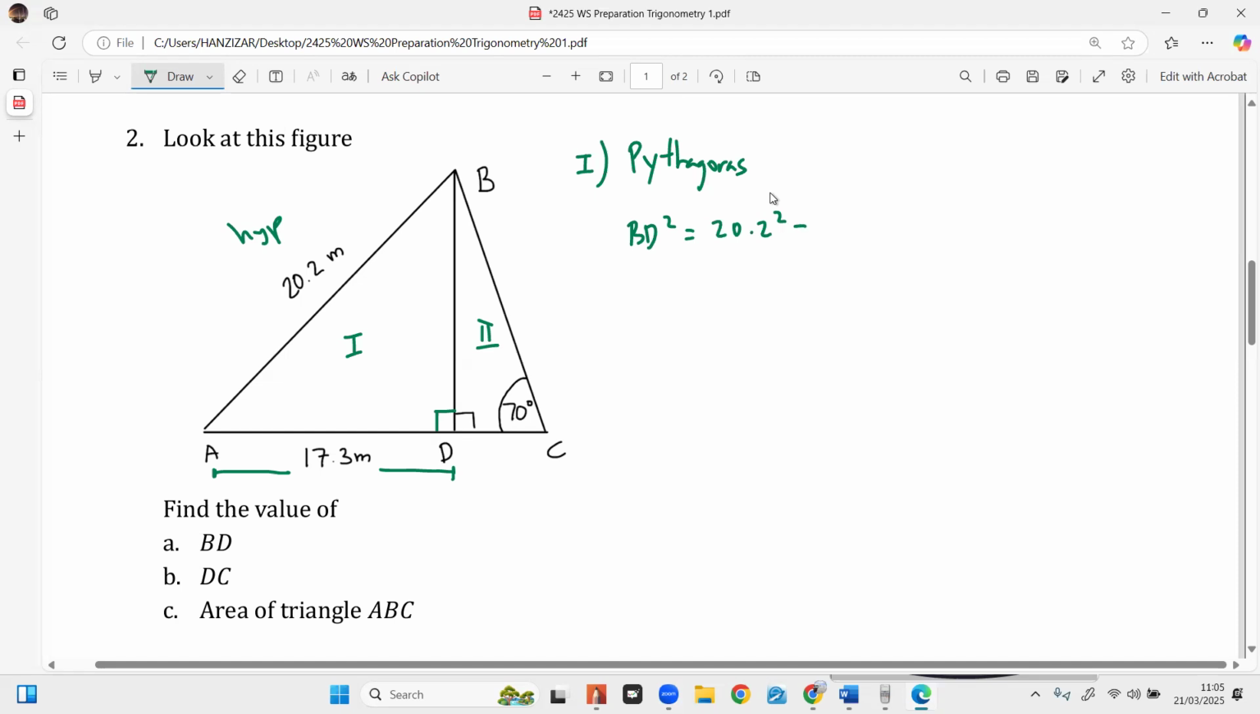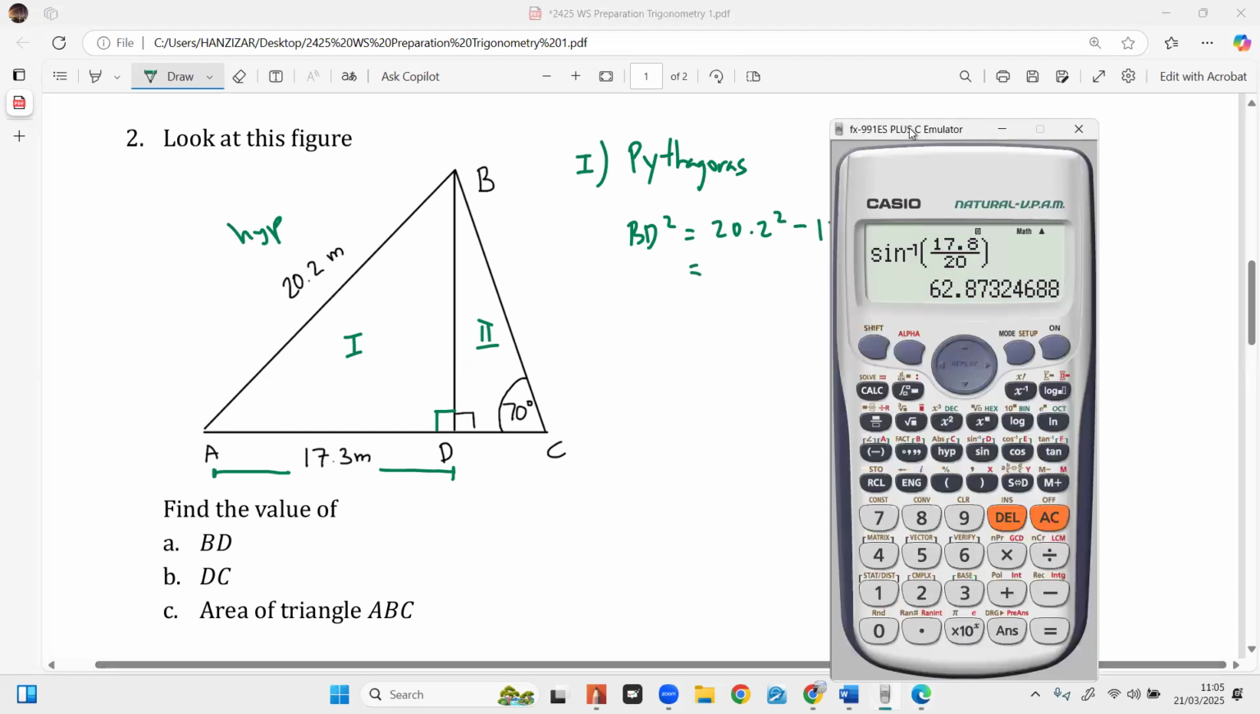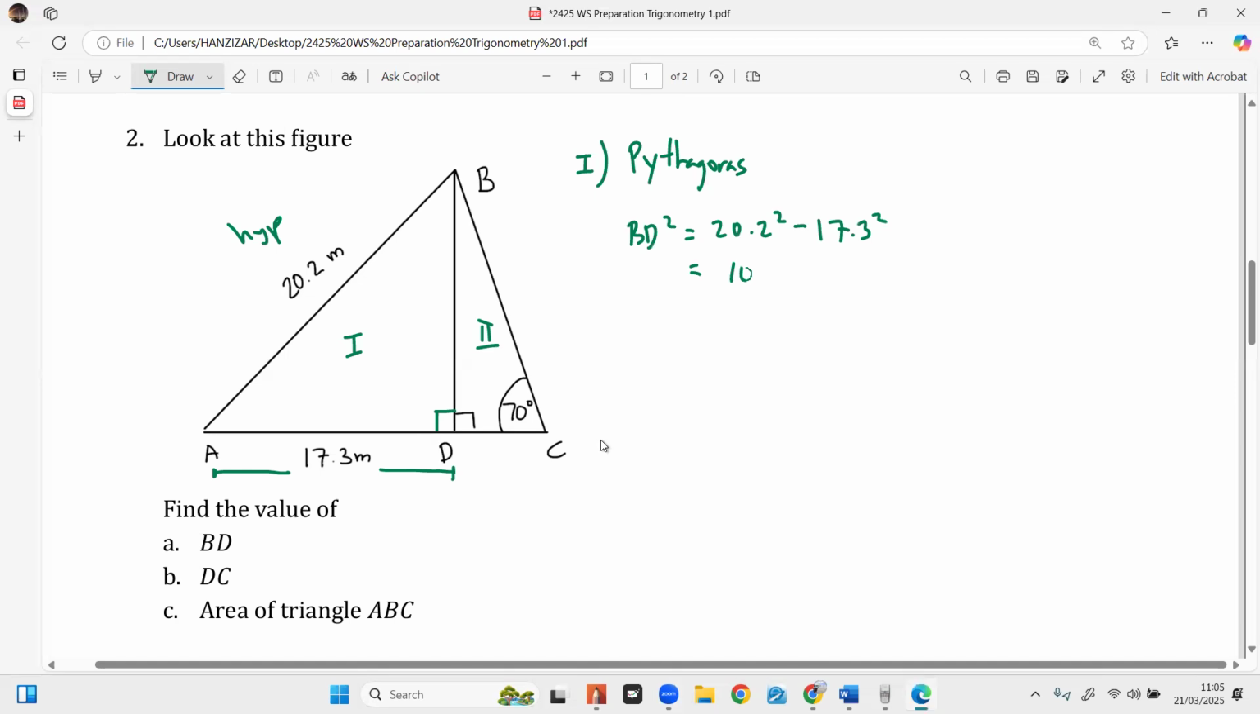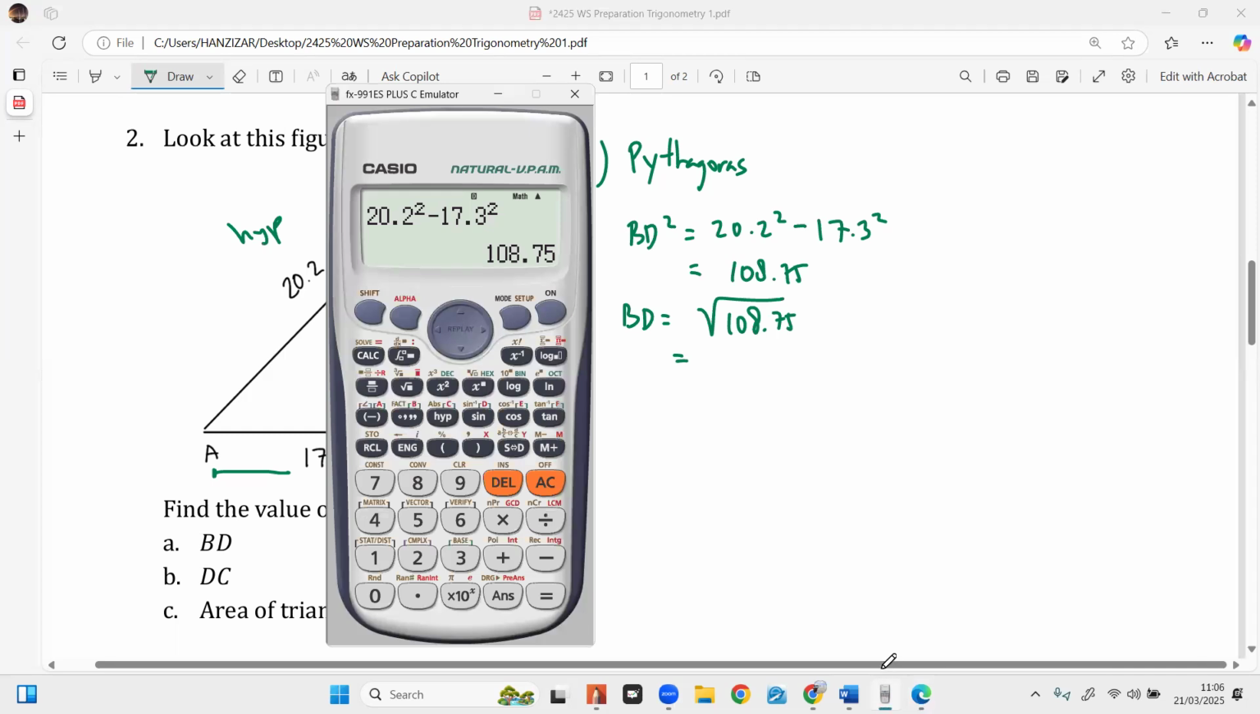Subtract 17.3 square. You may use the calculator. Square, subtract 17.3 square. We get 108.75. Then you do the square root of the answer. Okay, we get the answer nicely. And I think it will be irrational.